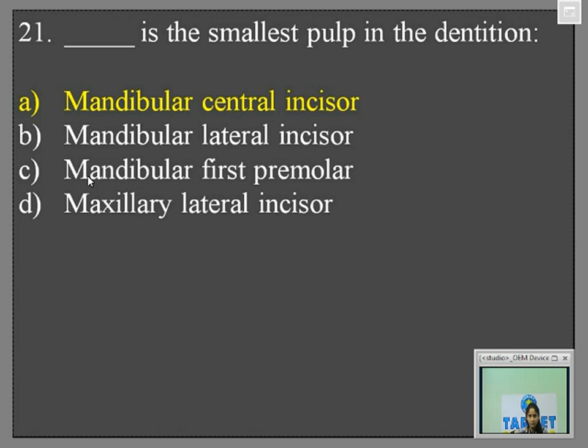Largest pulp is with the maxillary first molar. Yes. If I question it as largest pulp in a single rooted tooth, then that answer would be maxillary canine. So, smallest pulp in the dentition is mandibular central incisor, largest pulp in the dentition is maxillary first molar, and largest pulp in a single rooted tooth is a maxillary canine.